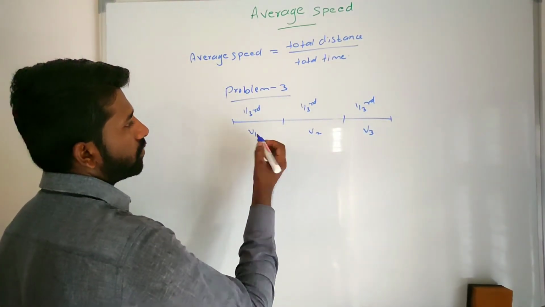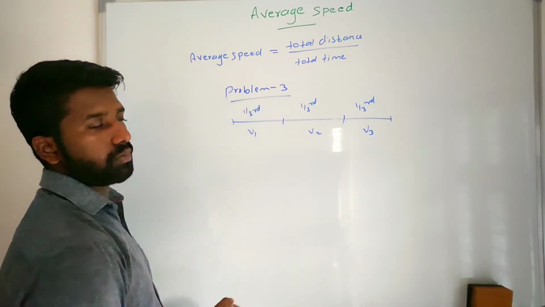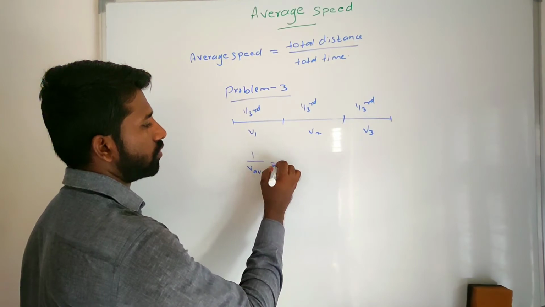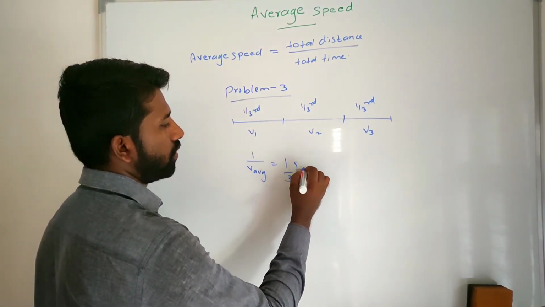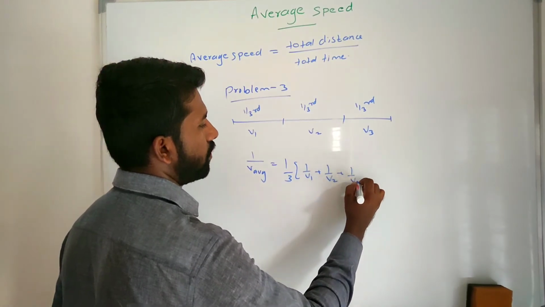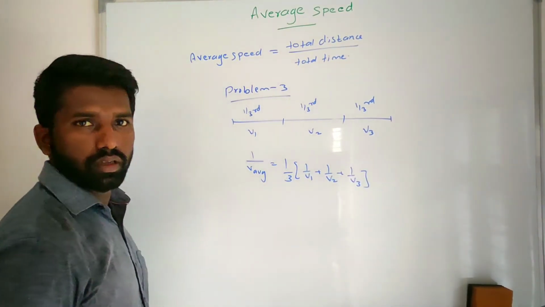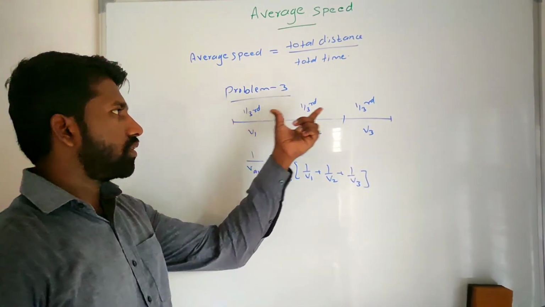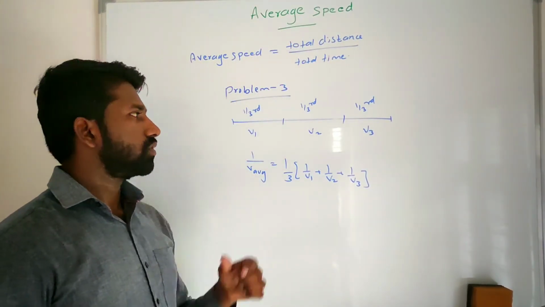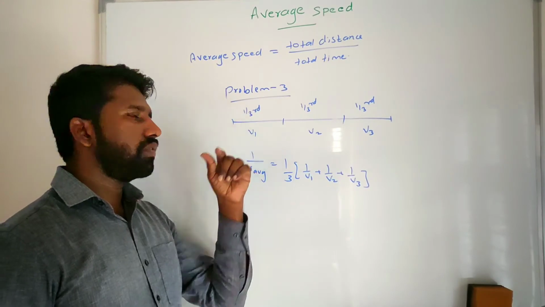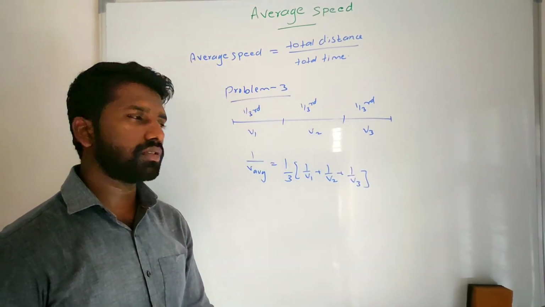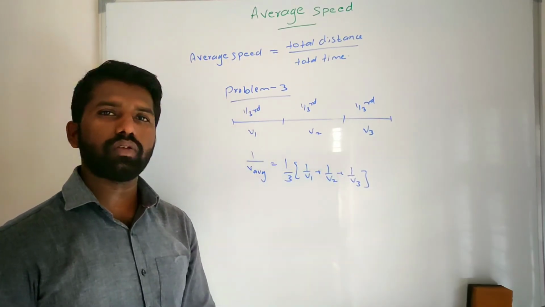So you can find this average speed by using this formula: 1 by V average is equal to 1 by 3 into (1 by V1 plus 1 by V2 plus 1 by V3). This is the way we can find the average speed. If V1, V2, V3 are given some values, you just directly substitute and you can find it.